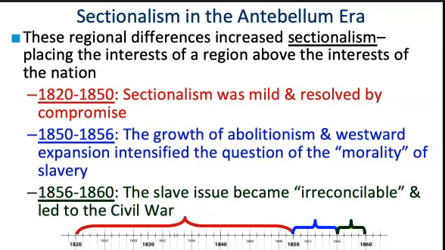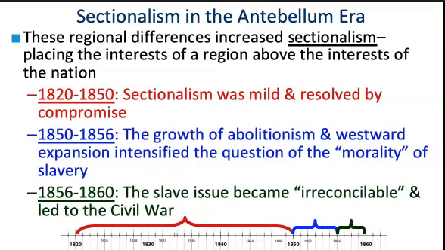Now, sectionalism in the antebellum era. Let's just review here. These regional differences are going to increase sectionalism, that is, the placing of your interests of the region above the interests of the nation. Between 1820 and 1850, we see sectionalism is fairly mild. It's resolved generally by compromise.